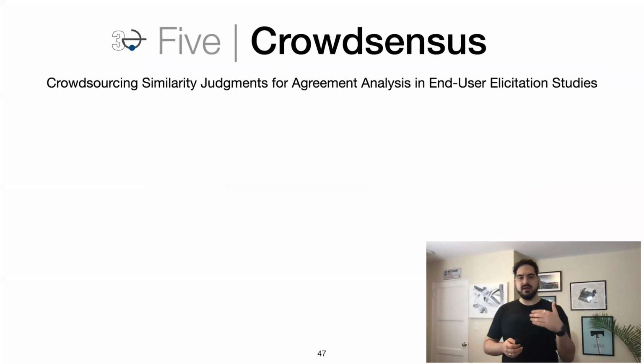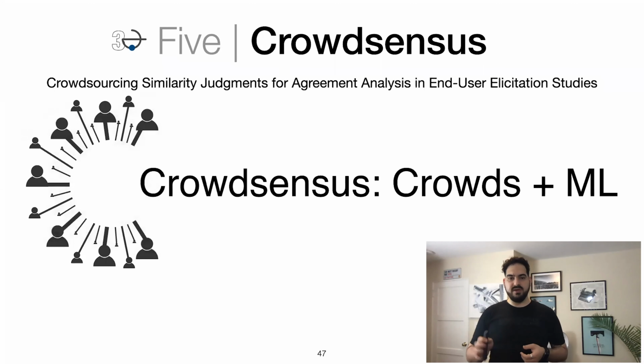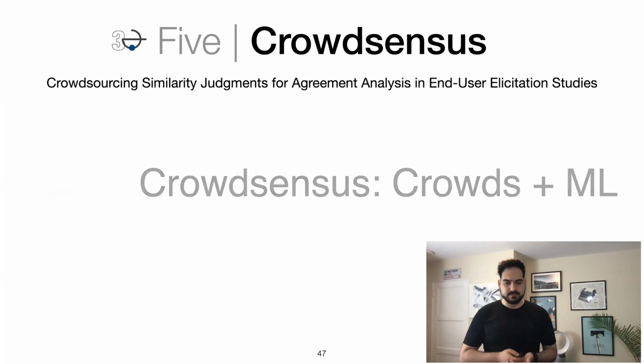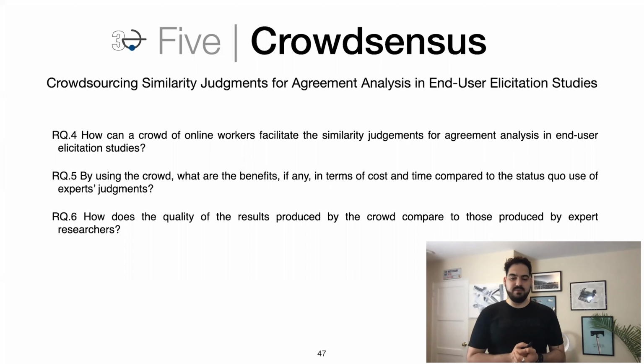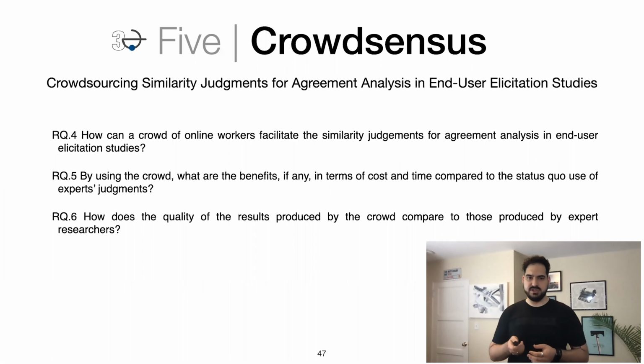I'm going to go back a little bit to the third step of the DXD process, which is creating interaction sets, or analyzing the results of an elicitation study by figuring out which proposals are the same in order to find the proposal with the highest consensus. To do this, I turned to the field of human computation, or crowdsourcing, with a little bit of help from machine learning. This third step was addressed in the 5th chapter of my dissertation titled CROWDSENSUS: Crowdsourcing Similarity Judgments for Agreements Analysis in End-User Elicitation Studies.